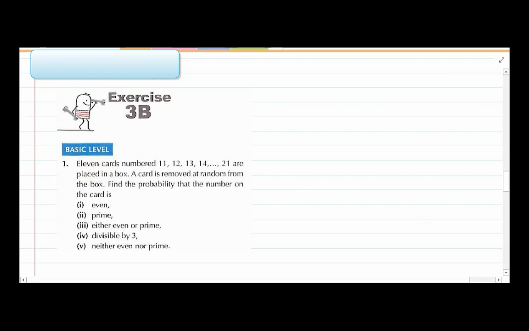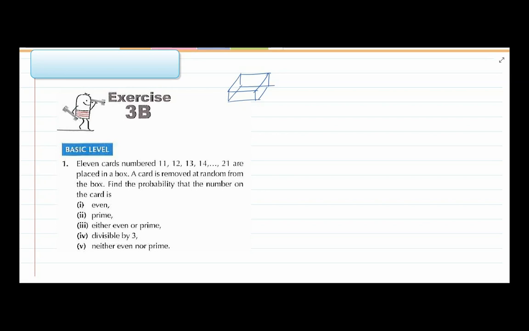Question number 1 says 11 cards, numbered 11, 12, 13, 14, 15, 16 until 21, are placed in a box. A card is removed at random from the box. So consider that you have a box, and in this box you have 11 cards, right? The numbers on the cards are 11, 12, 13 till 21. One card you are going to pick. Find the possibility that the number on the card is even.